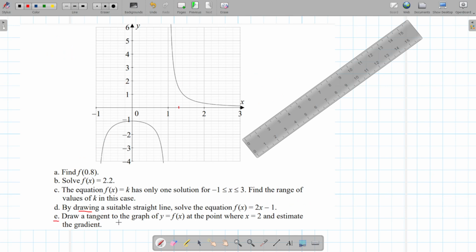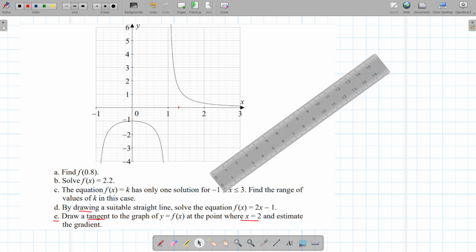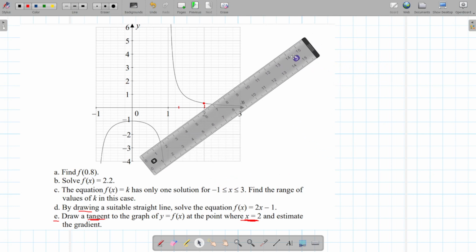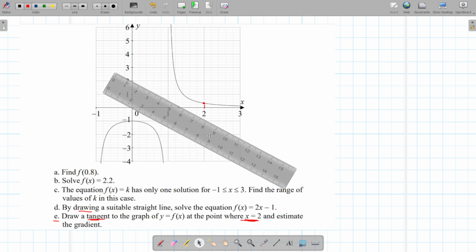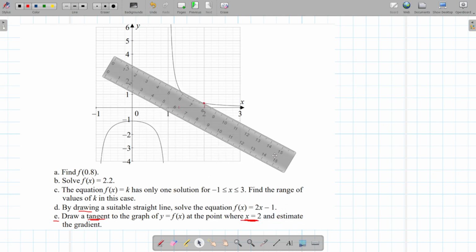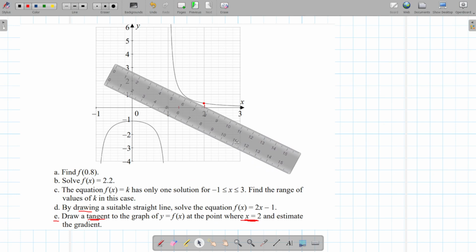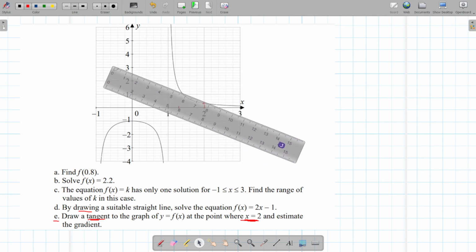Okay, part E. When they say draw a tangent at x equals 2, my fault. When they say draw a tangent where x equals 2, it means you go to the graph where x equals 2, which is over here, and you just draw a line. You just draw a tangent. You guys should know what a tangent is. Like this. It only intersects the graph at x equals 2.